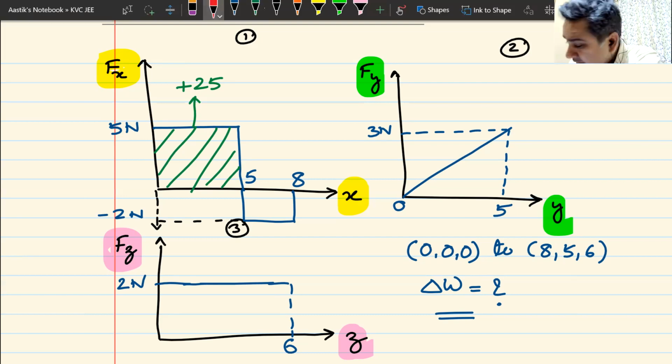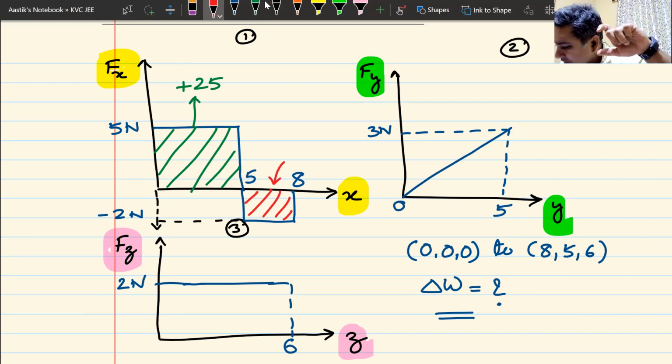What about the next area? Next area is this one. Now, as you can all understand, this is below the x-axis. So how much is this? The length is 3, the breadth is -2 or 2, whatever you call it. So it is -6. Why am I calling it -6? Because one thing is positive and the other thing is negative.